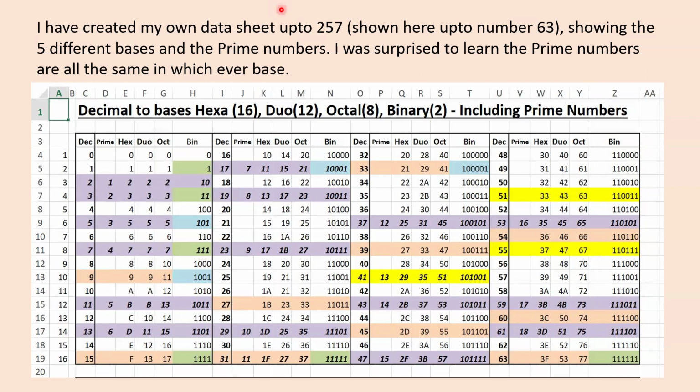So I created my own data sheet up to the number 257. On the picture below, I'm showing up to number 63, but I've calculated all the numbers up to 257, showing the 5 different bases and the prime numbers. I was surprised to learn the prime numbers are all the same, whichever base. I'll explain that.